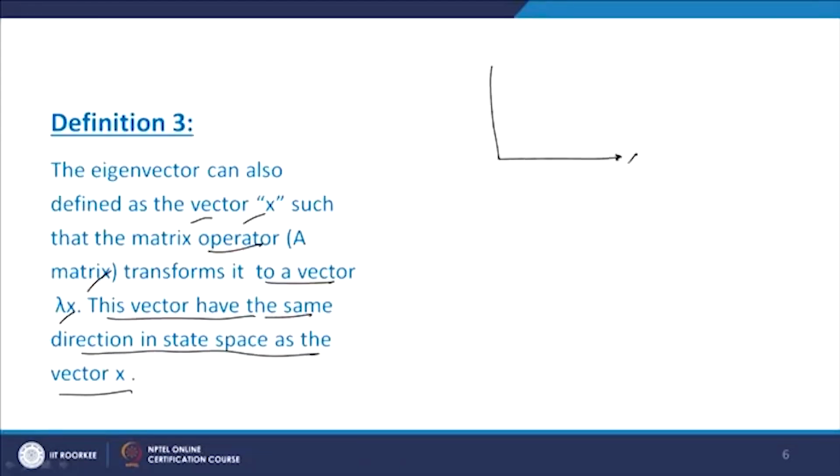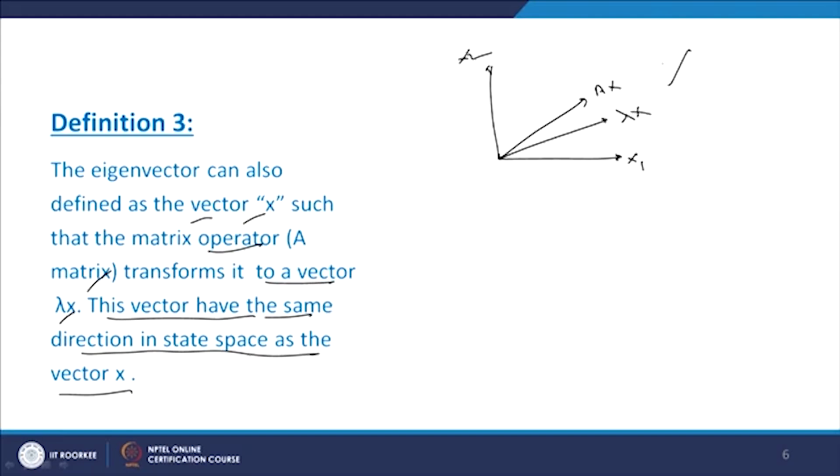If you take any variable, it has a magnitude and a direction. After transformation, if the direction remains the same, then that is called an eigenvector. If the direction is not the same, then we can't call it an eigenvector. For an eigenvector, this vector should always be non-zero. Here I am showing x1, x2, and this is Ax, and now let us say lambda x.